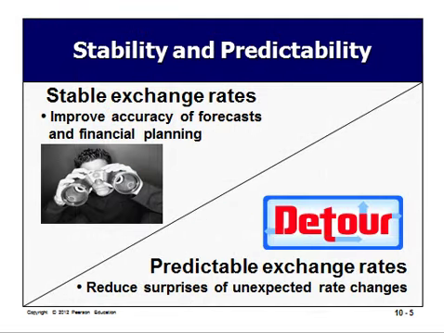Desire for stability and predictability. Stability makes for accurate financial planning and cash flow forecasts. Predictability reduces the odds that a company will be caught off guard by unexpected rate changes. It reduces the need for costly insurance, currency hedging, against possible adverse exchange rates.